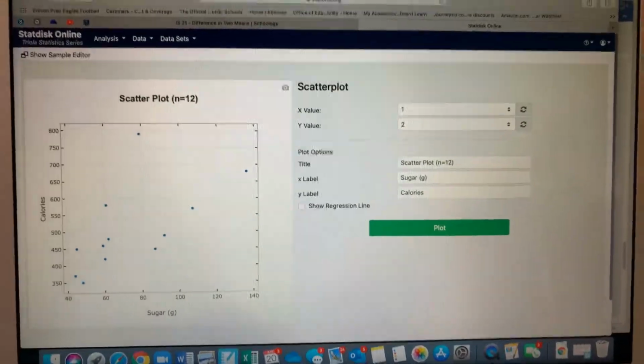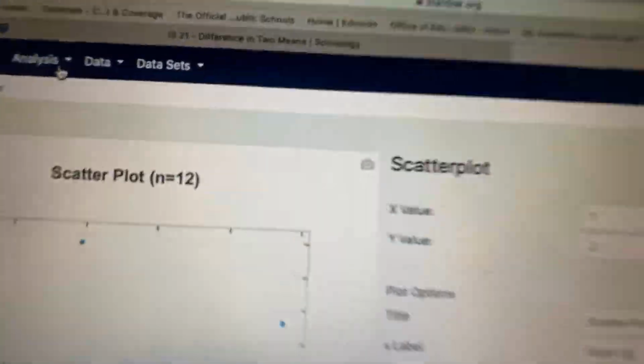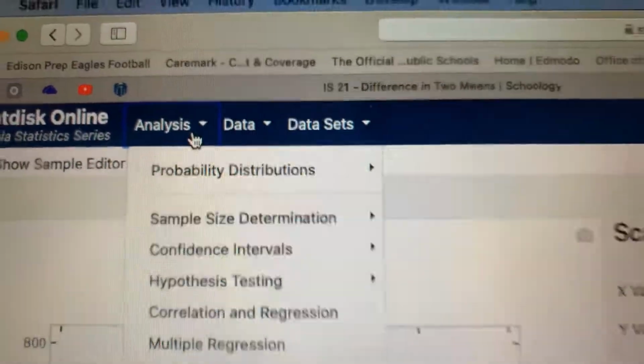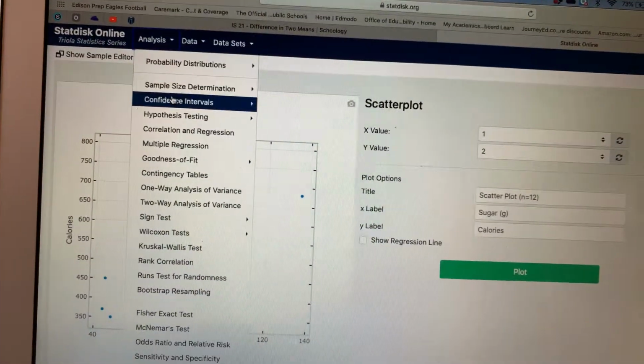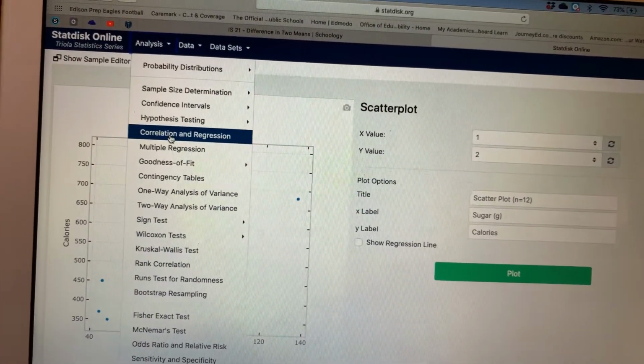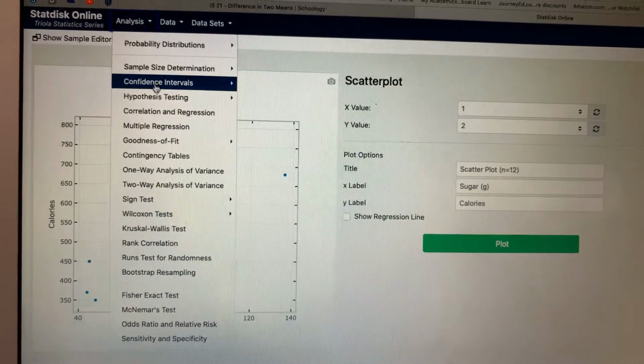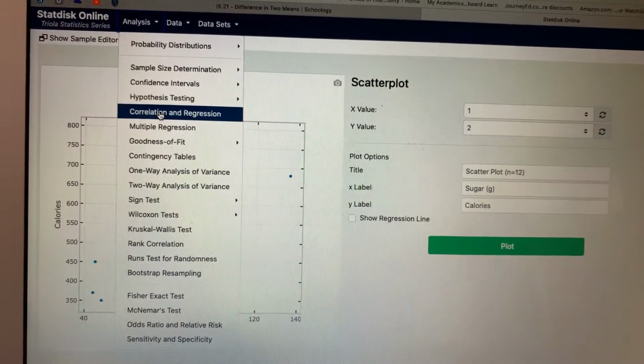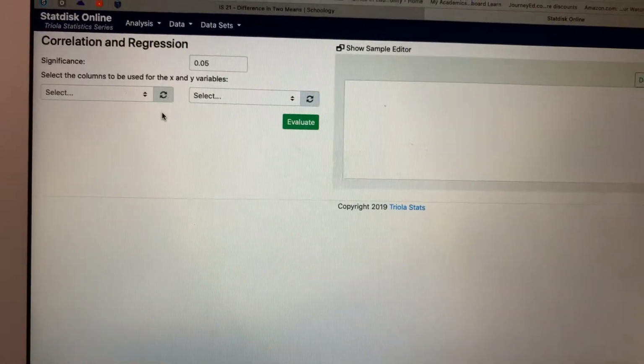Okay, so again, I'm right here where I was with the scatter plot. Up here at the top, I'm hitting Analysis. Then I'm given lots of options. I'm going to choose Correlation and Regression right here, okay? We've done confidence intervals and hypothesis testing so far, and now we're doing correlation and regression.